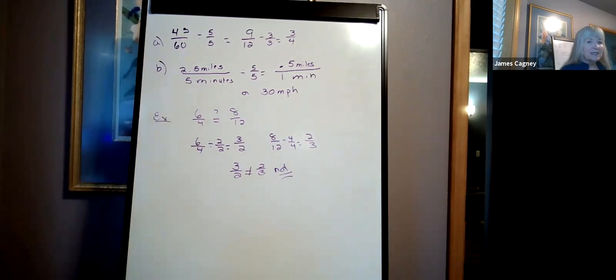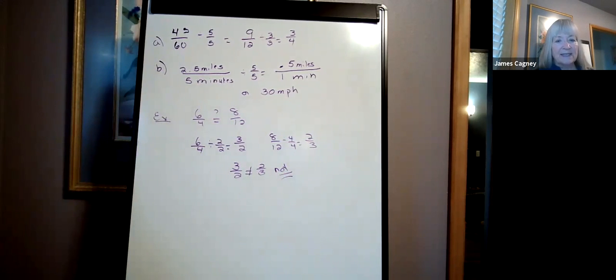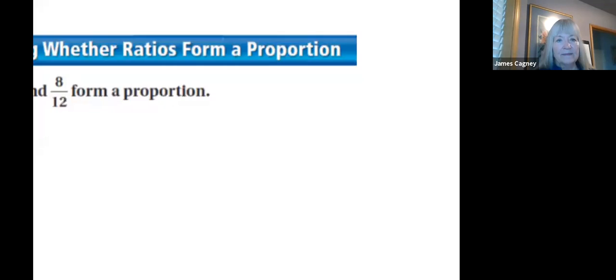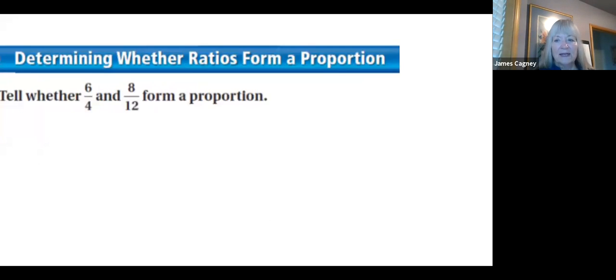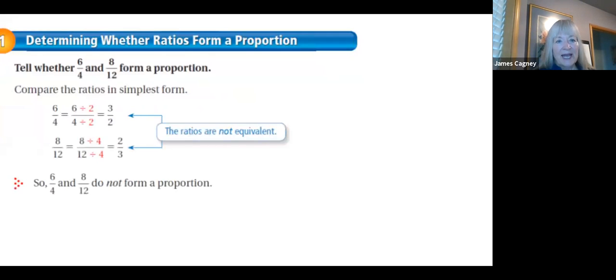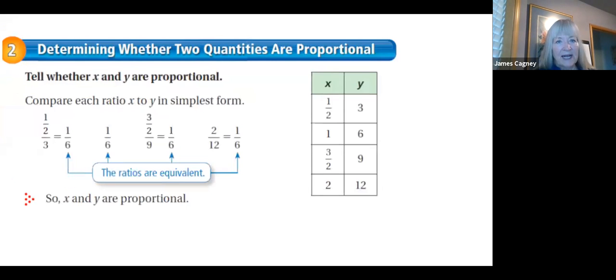So really when I do these, what I'm going to look for is the simplified fractions and see if they're the same. So this was a big no. And here it is for you. They do not form a proportion. This one I'm not going to do, but I want to talk about it.